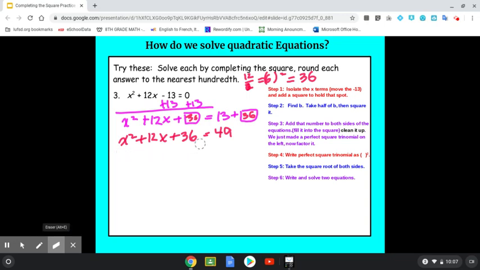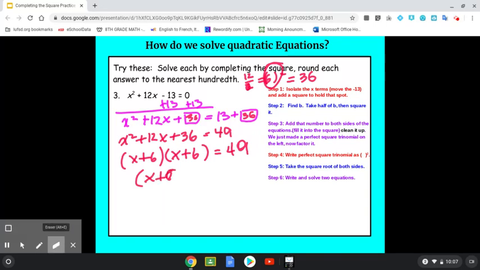And you should have gotten x plus 6, x plus 6. Now again, it's this number in our factors. Equals 49. Now I just rewrite it as a perfect square. Sorry, x plus 6 squared equals 49.